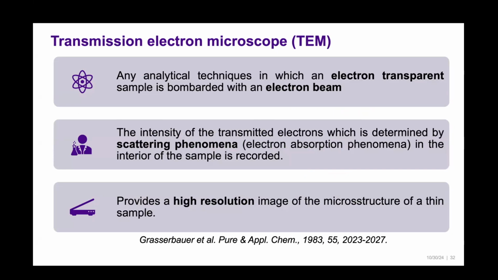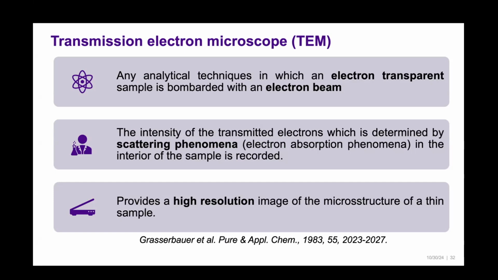So what is transmission electron microscopy? It's an analytical technique for an electron transparent sample. What does it mean, electron transparent? Anyone? What is the meaning of an electron transparent sample? What happens in a transparent sample? Yeah, it goes through. That means the sample where the electron beam should go through. So that's one of the limitations. The sample has to be thin enough for this.